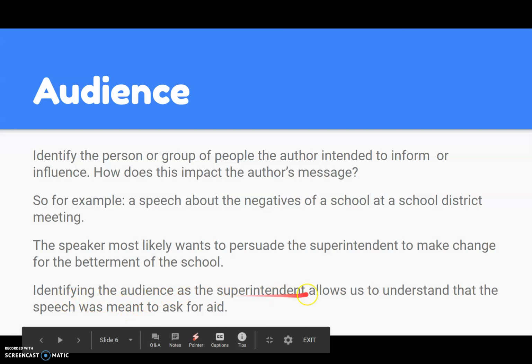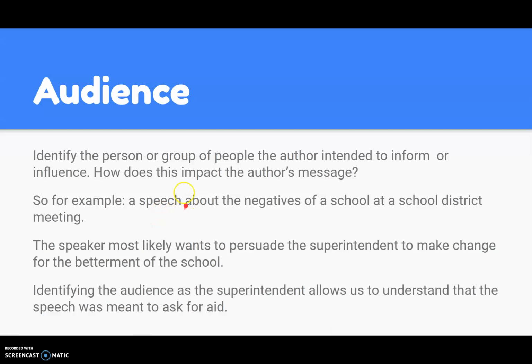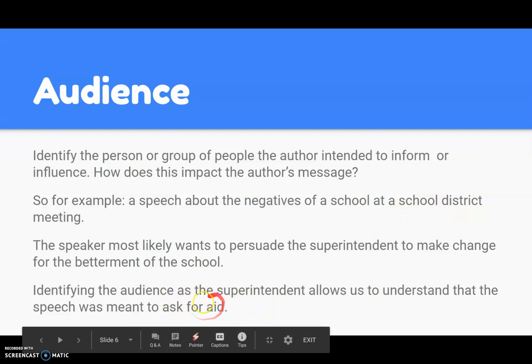Identifying the audience as the superintendent allows you to understand that this speech was meant to ask for aid, right? This is the purpose of it. Why did they want to write it? Because they needed help. If we read this speech without knowing who it was going towards, we'd just be reading about someone complaining about their school. That's basically what it'd be. But when we know who it's aimed towards, we know, okay, they're complaining because they want aid, they want help.